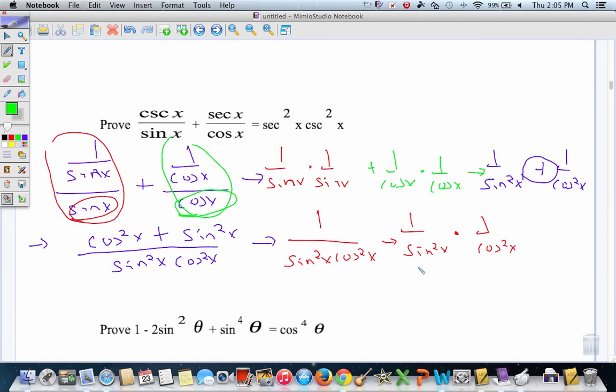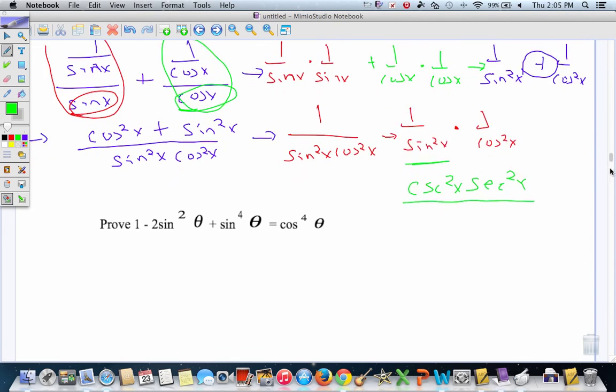But that gives us one more step to our final answer here, because right here, 1 over sine squared is cosecant squared, and 1 over cosine squared is secant squared. And this is the same product as we have up here, just in opposite orders. 3 times 4 is the same thing as 4 times 3. So we have our identity proved on that side.